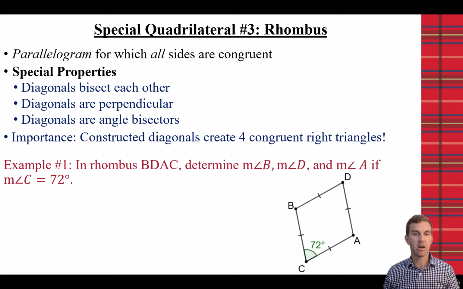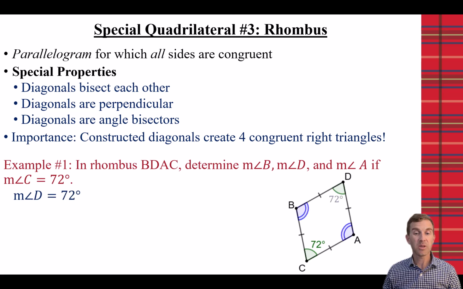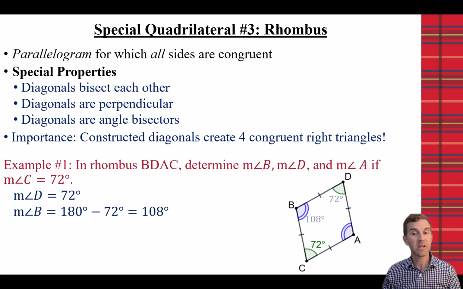So let's look at rhombus BDAC. Here we're just looking at the larger angles and wanting to know what are the other 3 angles if we know angle C measures 72 degrees. Just like a parallelogram, the opposite angles are congruent. So angle B becomes 72 degrees. Angle B and C are supplementary, so angle B would have to be 180 degrees. And then B and A are going to be congruent angles, so A must measure 108 degrees.